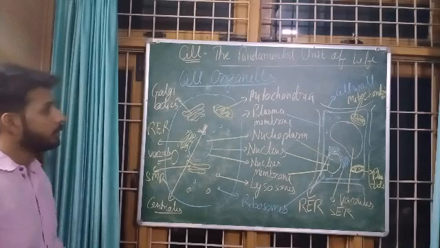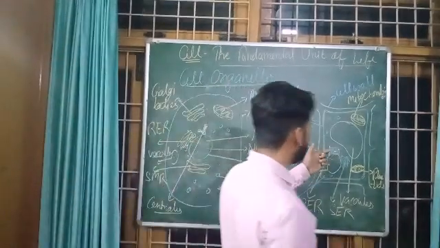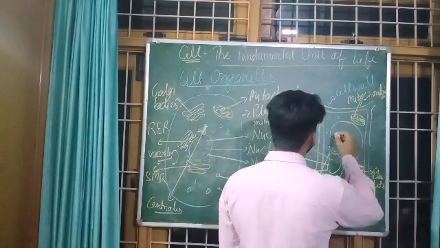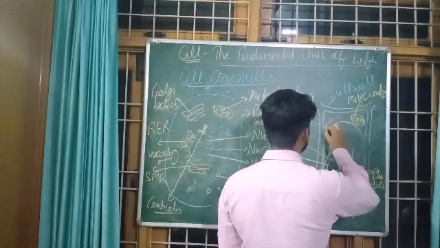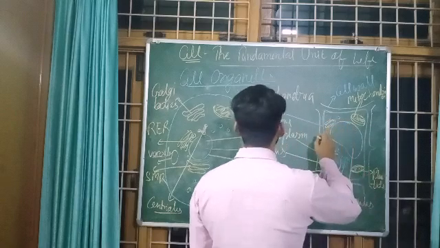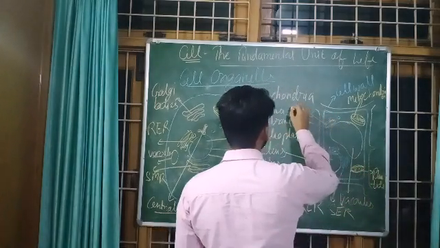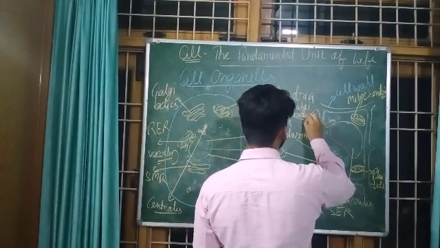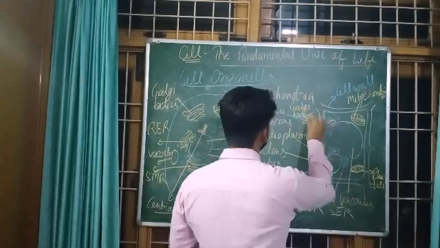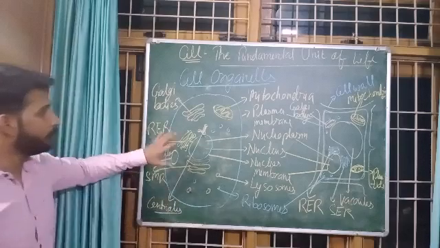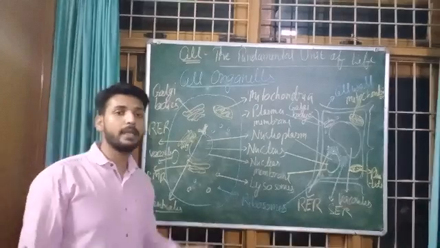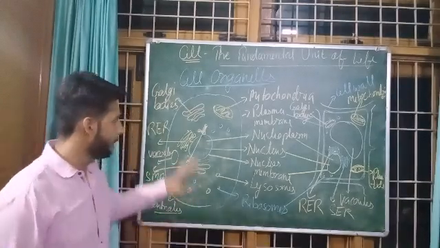Got it? So here rough endoplasmic reticulum is there, smooth endoplasmic reticulum is there, and there is one more structure that is known as Golgi bodies or Golgi apparatus. Got it? So this is the Golgi body or Golgi apparatus. I hope the diagram is clear to you all. Now one by one we are going to study each organelle in detail.